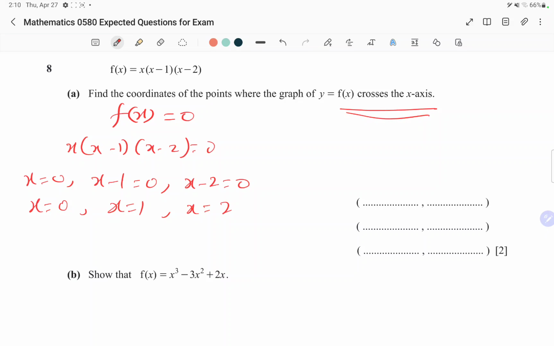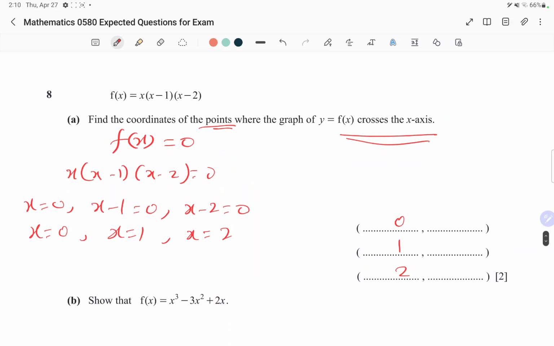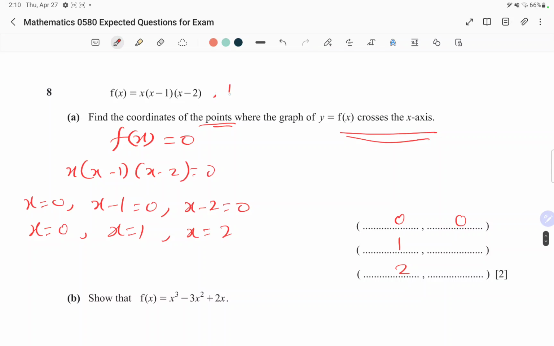To find the coordinates of the points, we need x, which is 0, 1 and 2, but we have to give y as well. When you put x equals 0 here, then it is 0 times 0 minus 1 times 0 minus 2, which is 0. So that is 0 comma 0. Now put x equals 1. So 1 times 1 minus 1 times 1 minus 2. You know that whenever it crosses the x-axis, y will always be 0. We have already done 0, so it should be 0. So the points are 0, 0, 1, 0, 2, 0.